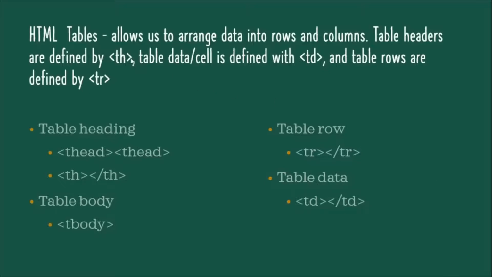Now let's talk about HTML tables. For definition, it allows us to arrange data into rows and columns. Table headers are defined by the TH element. Table data cell is defined with TD, and table rows are defined by TR. So we can see here the different elements that we can work on in creating a table.